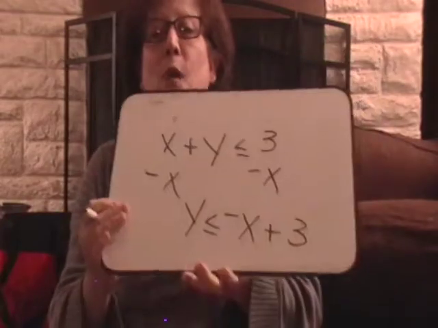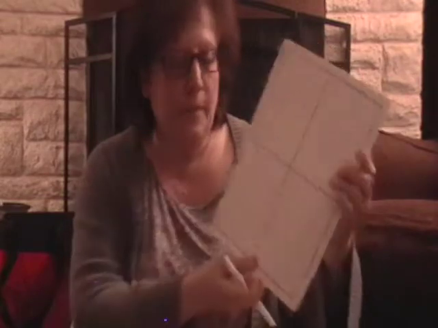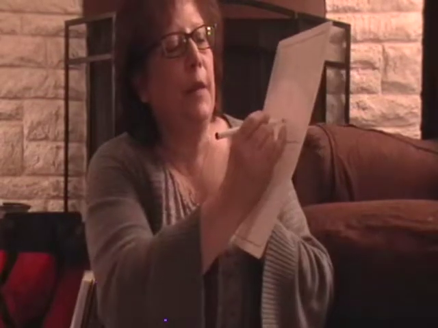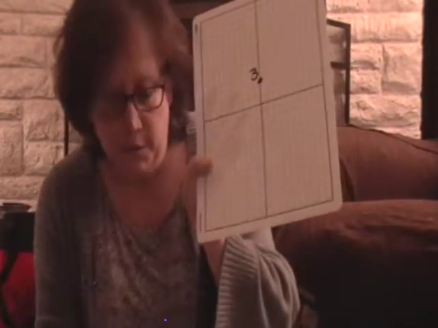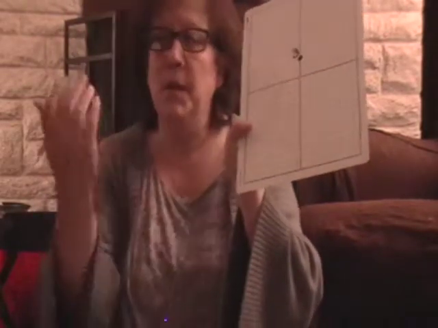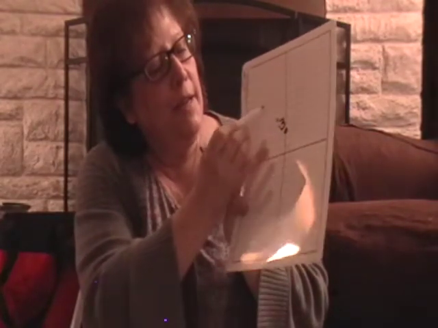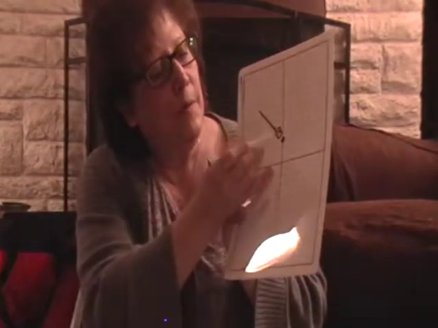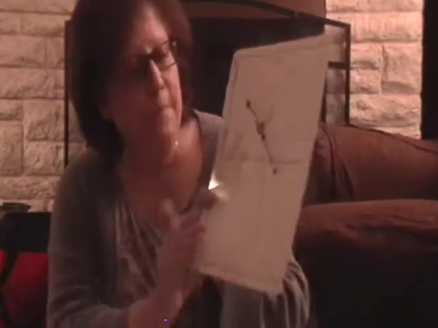But what is my y-intercept? My y-intercept is going to be 3. Here is the 3. When x is 0, y equals 3. What is my slope? Well, it's negative 1, so we're going to move over 1, up 1, over 1, up 1, and I end up with a line. Not too bad.